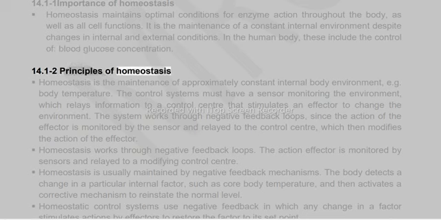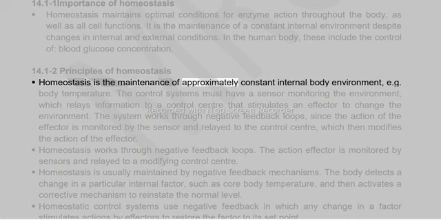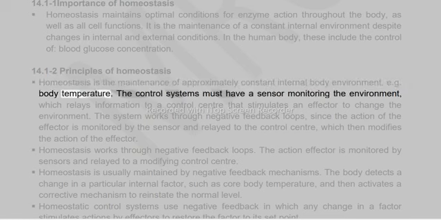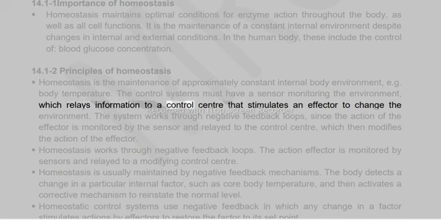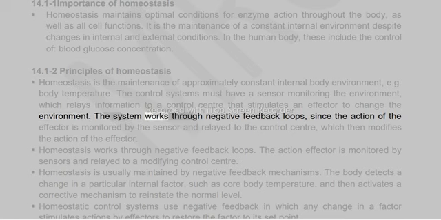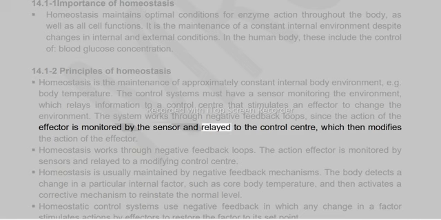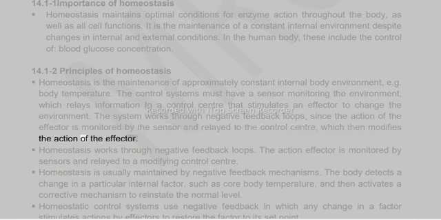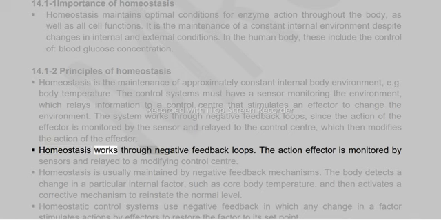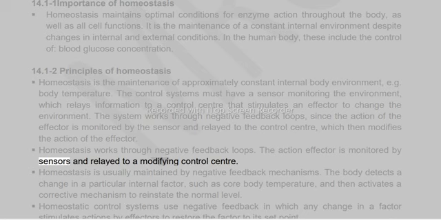14.1-2 Principles of homeostasis. Homeostasis is the maintenance of approximately constant internal body environment, e.g. body temperature. The control systems must have a sensor monitoring the environment, which relays information to a control center that stimulates an effector to change the environment. The system works through negative feedback loops, since the action of the effector is monitored by the sensor and relayed to the control center, which then modifies the action of the effector. Homeostasis works through negative feedback loops. The action of the effector is monitored by sensors and relayed to a modifying control center.